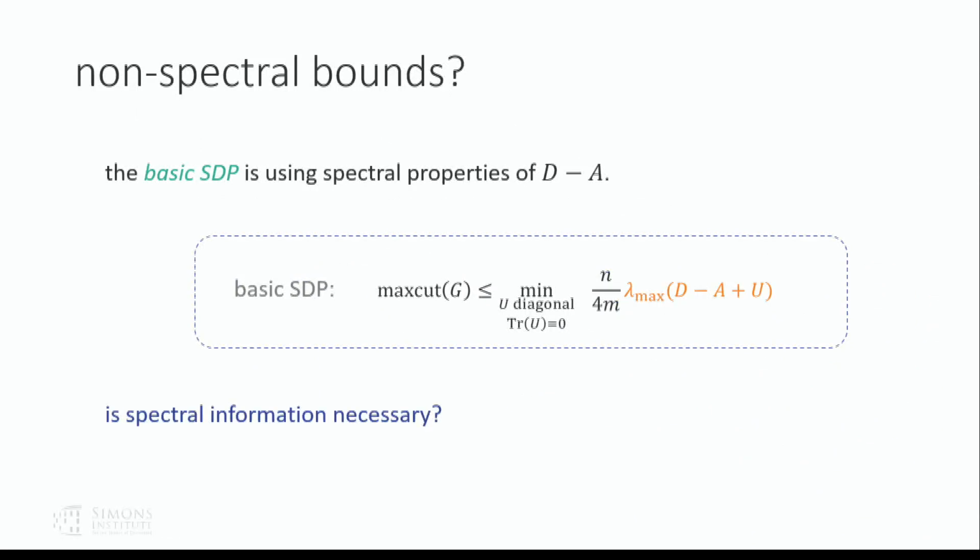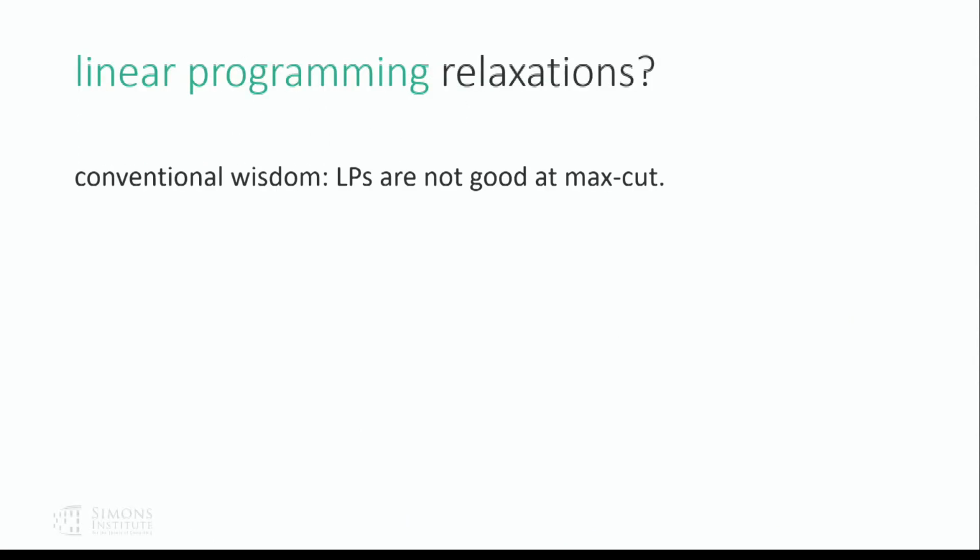Okay? And the question is, is spectral information necessary? So generally speaking, in order for LPs to capture spectral information accurately, we need exponential size LPs. And the question is, do we really need to have exponential size linear programs in order to get a good approximation ratio? Okay, so linear programming relaxation.